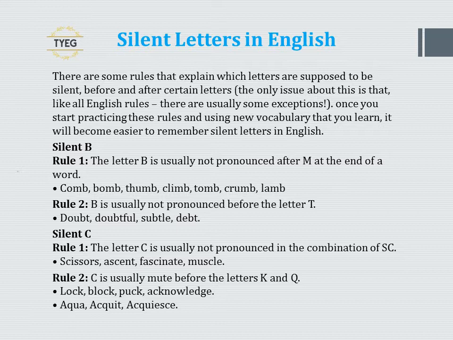Silent B. Rule 1. The letter B is usually not pronounced after M at the end of a word. Comb, bomb, thumb, climb, tomb, crumb, lamb. Rule 2. B is usually not pronounced before the letter T. Doubt, doubtful, subtle, debt.